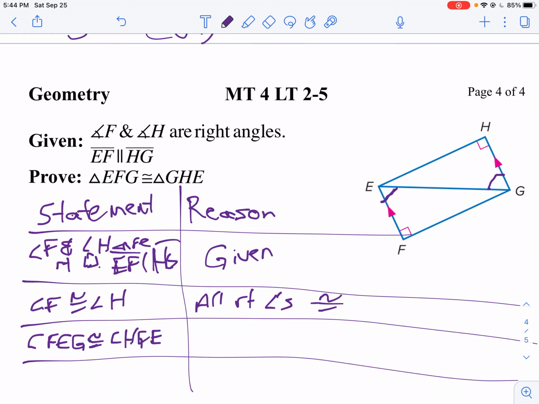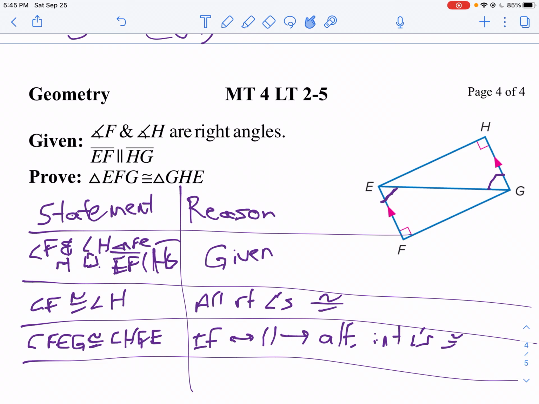Why do I know that? Same reason as my last proof. If we have parallel lines, then the alternate interior angles are congruent. So we got two things off of our given. And usually that's what's going to happen. You're going to notice a lot of times you're able to deduce two things, but you have to figure out the third one. And when I say figure out the third one, you have to come up with a reason.